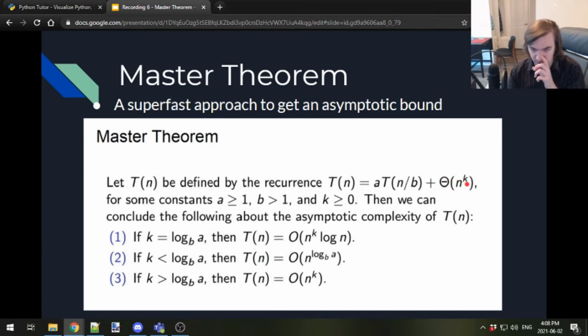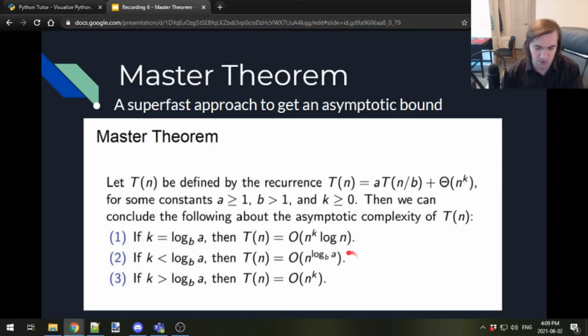So what do we have from that? Well, we have k is 0, a is 1, b is 2. Let's look at what we have here then. Is k equal to log base b of a? Well, if we plug in the numbers, k is 0, and log base 2 of 1, well, 2 to the 0 gives us 1. So that actually is the correct option, option number 1. Which means that our code is big O of n to the 0, which is 1, times log n. And hopefully we've seen by this point that binary search is a big O log n function. So hopefully you can at least buy that part of the argument.